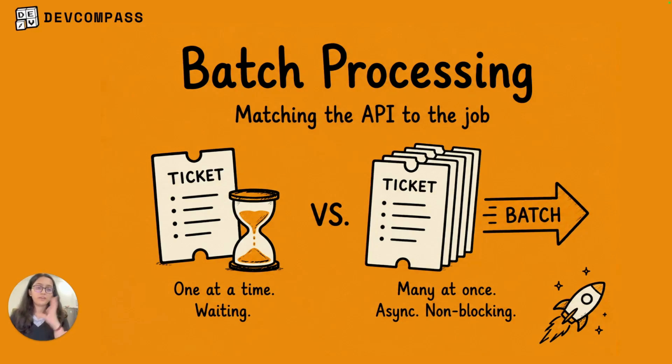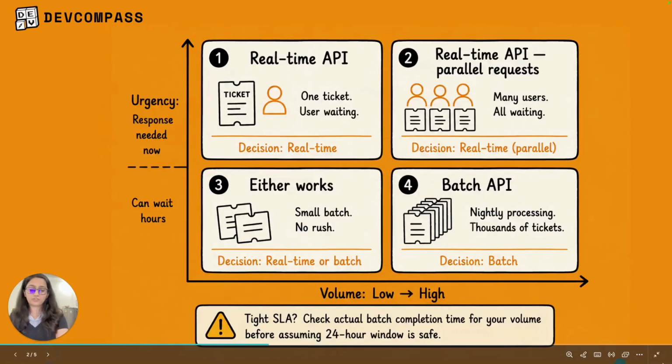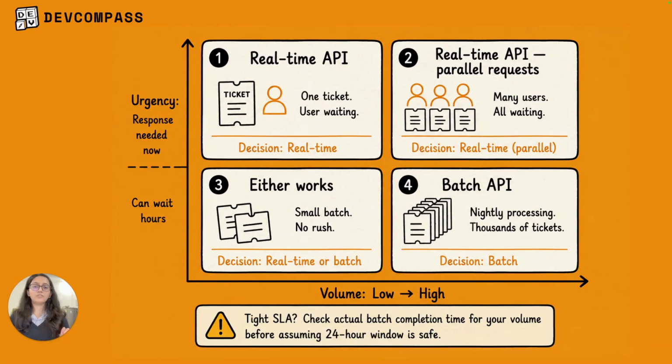This video is about when to use it, when not to, and what the decision turns on, because we know that the exam is going to test us on scenario-based questions. So let's see. The decision comes down to two axes. The horizontal axis is volume, low to high. The vertical axis is urgency: response needed now on one end, can wait hours on the other.